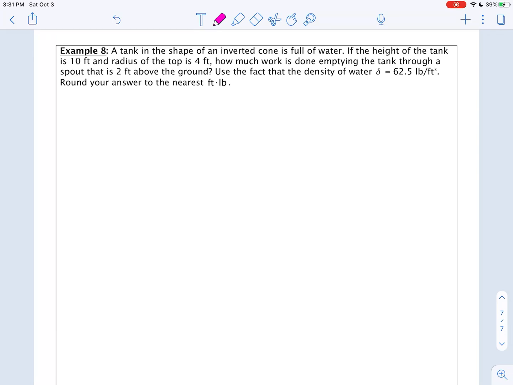Use the fact that the density of water is 62.5 pounds per cubic foot and round your answer to the nearest foot pound. Okay, so I guess the implication here, because I see through a spout 2 feet above the ground, the implication here is that the tank is below ground where the top is at ground level, right?